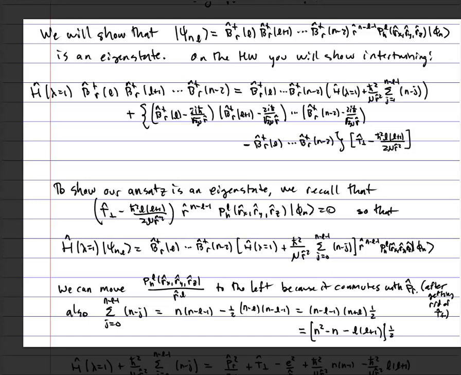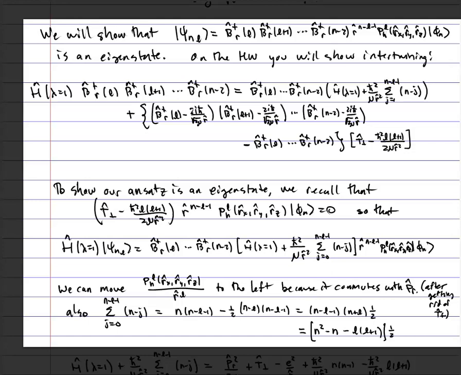We also can do this summation, sum j equals 0 to n minus L minus 1 of n minus j. You guys should know what the sum over integers is. The sum over the minus j, I'm going to get n times n minus L minus 1 minus 1/2 n minus L times n minus L minus 1. And when you evaluate that, you get n minus L minus 1 times n plus L times 1/2. You can see that there's an n minus L minus 1 term that factors out, and you're left with a 1/2 n plus L after doing that.